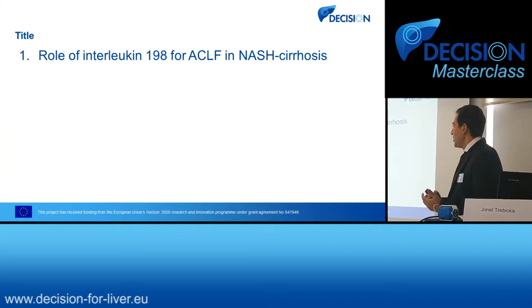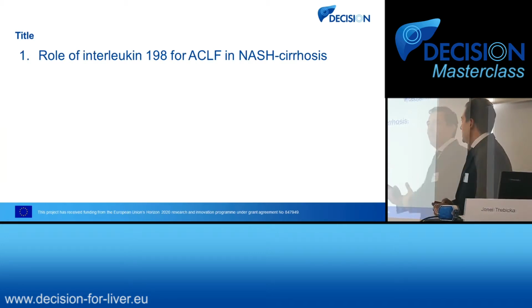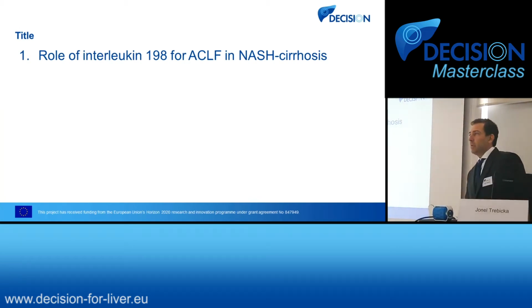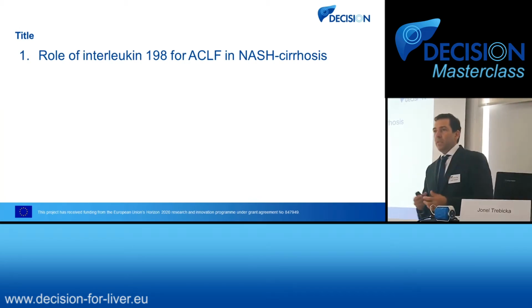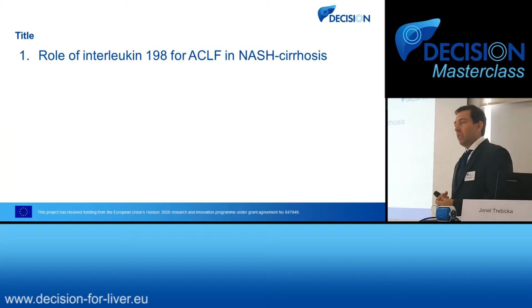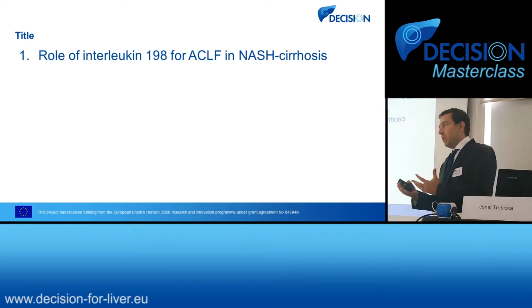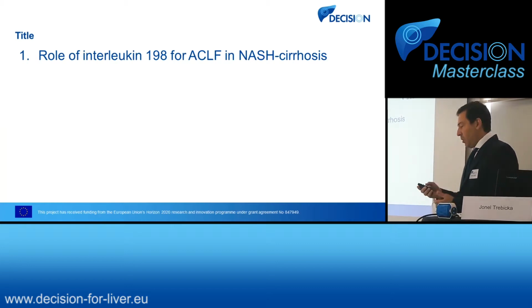So: Role of interleukin 198 for ACLF in cirrhosis. This is a really short title, but it doesn't say much, right? Because it doesn't say what it does and what is behind it. So it's a title which says, okay, there's a role, but is it a big role or a small role? So you have to be a little bit more precise.